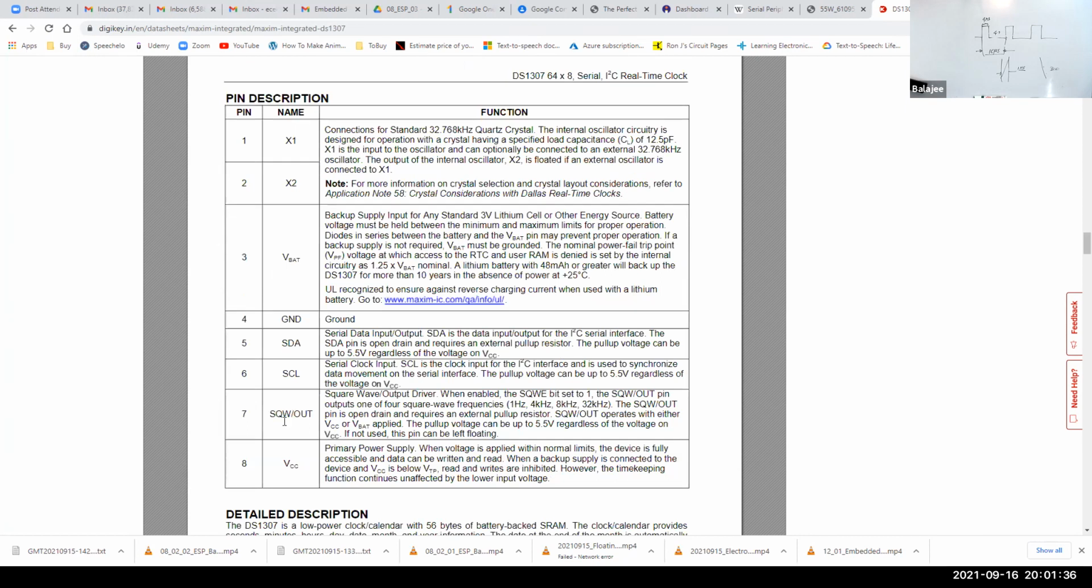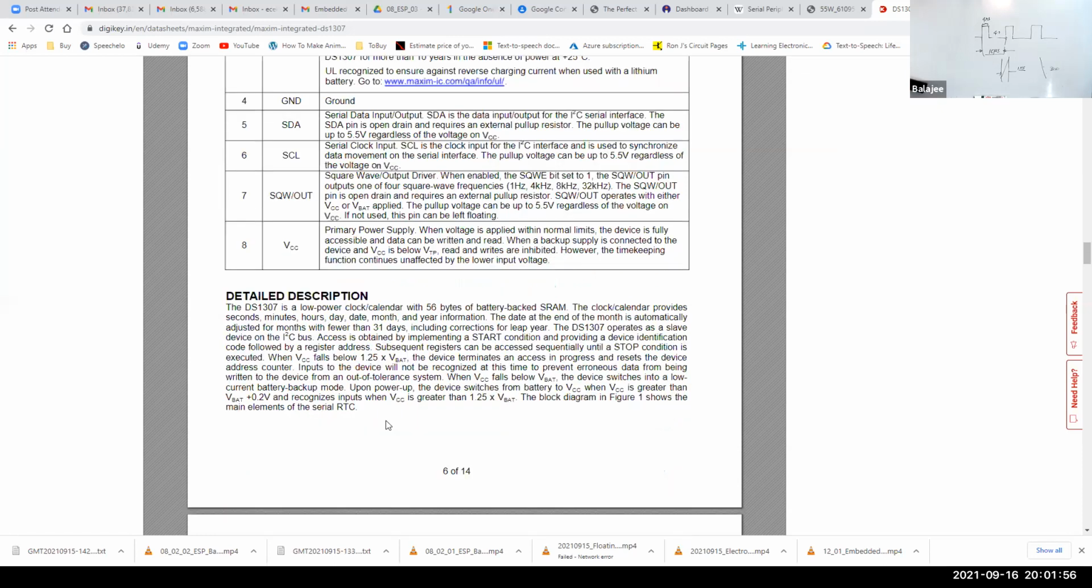Now we see that SQW is called square wave output. Okay, so you can always mention the square wave. That gives you 4 kilohertz or 8 kilohertz or 32 kilohertz. You will get a square wave on the pin. So that's one extra feature. It is there on the chip.